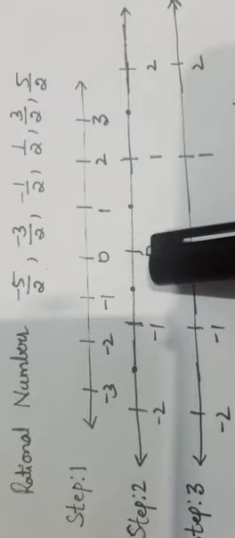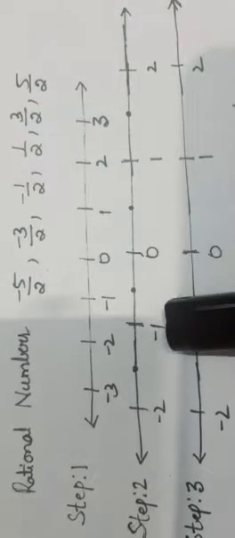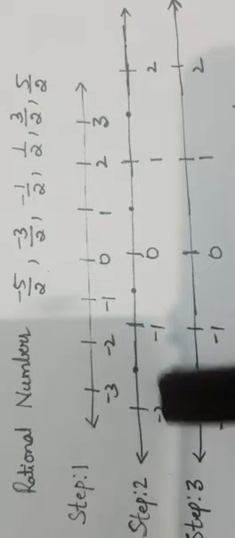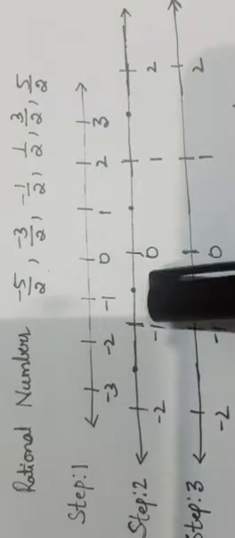Same way on the left side. We have to make 2 divisions between 0 and minus 1, again minus 1 and minus 2. Between these two integers, we have to make 2 divisions.